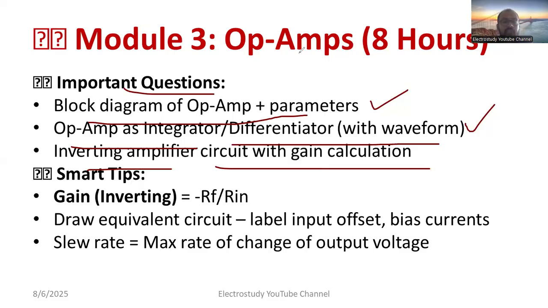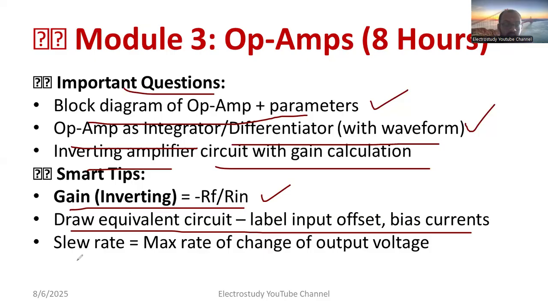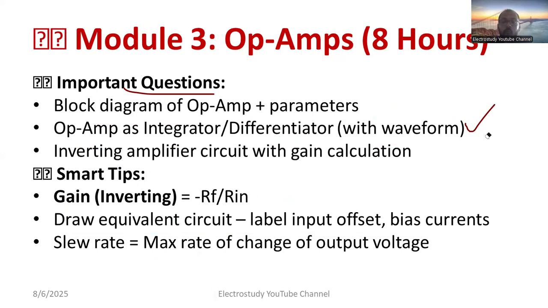Also, I suggest you study the ideal characteristics of an operational amplifier. Gain you have to study: for non-inverting it is 1 plus RF by Rn, and for inverting it is minus RF by R input. Draw the equivalent circuit and label the input offset bias current. Study the definition of slew rate: the maximum rate of change of output voltage is known as slew rate. Try to correlate it with the ideal characteristics of an operational amplifier. These are evergreen questions for every examination.